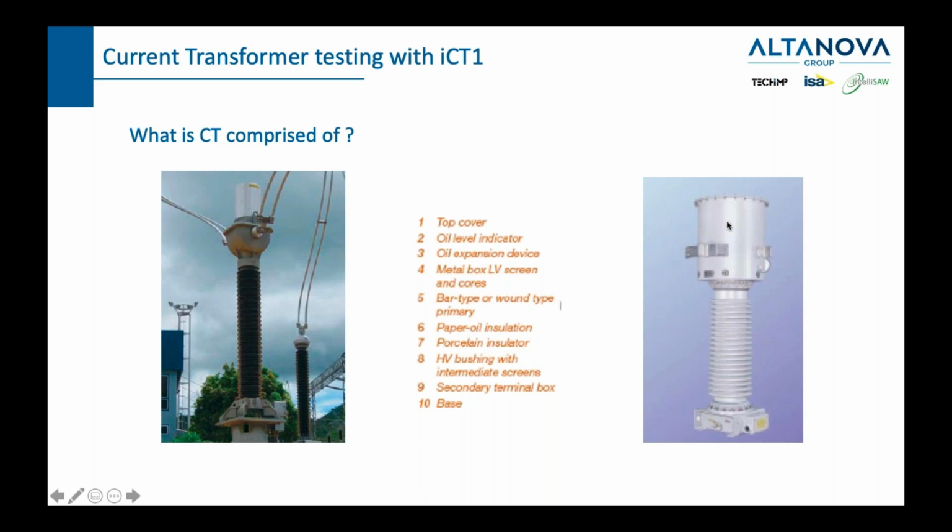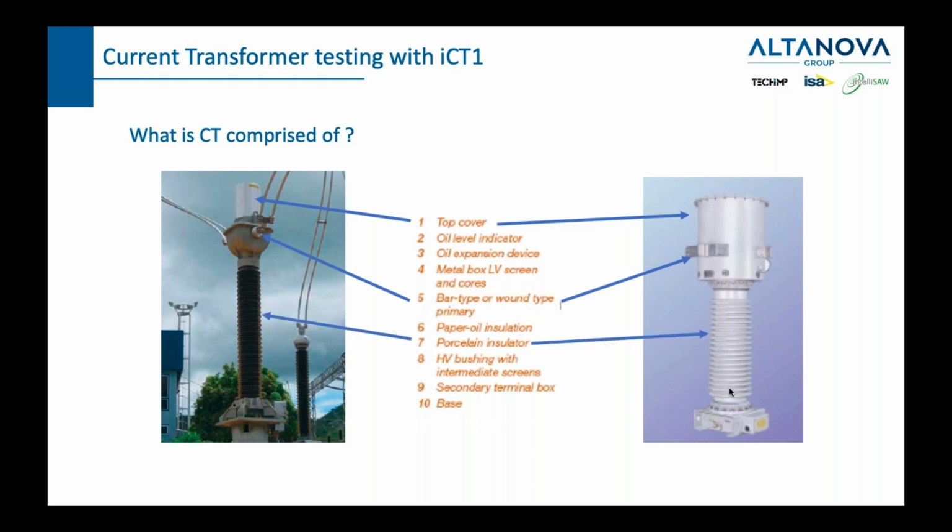This is a similar CT while it's still in the factory, and we can see the top covers which we saw before, which are holding the part with the oil. We can see the place where we connect the primary side. We can also see the porcelain insulator from the outside and the secondary termination box. So this is how these transformers look when they are in the substation.